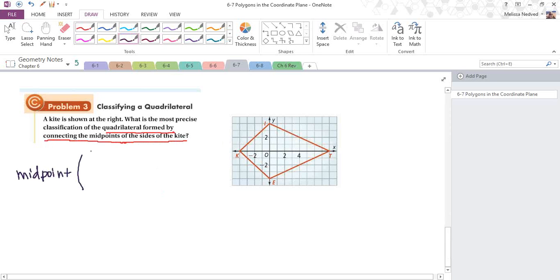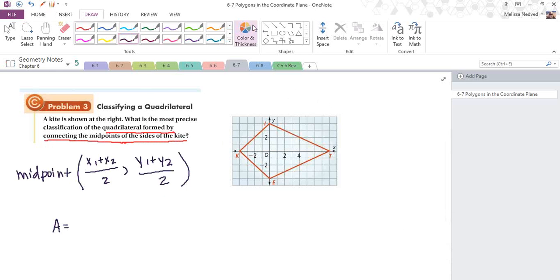As a reminder, add the x's, divide by 2, that's your x-coordinate. Add your y's, divide by 2, that's your y-coordinate. So let's start. We're going to find, I'm going to call it point A, and A is going to be the midpoint of KI. Now again, I want to go ahead and label all of my points just over here on the side so that I don't have to look at them each time I have them written down.